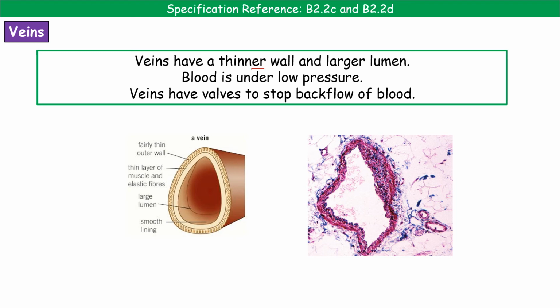In our veins, blood is under a much lower pressure than in arteries, which means we must have valves. So if they ask you for differences, then we can say that veins have a thinner wall, they have a larger lumen, and they have valves to stop the backflow of blood. There's 3 differences between your veins and your arteries.